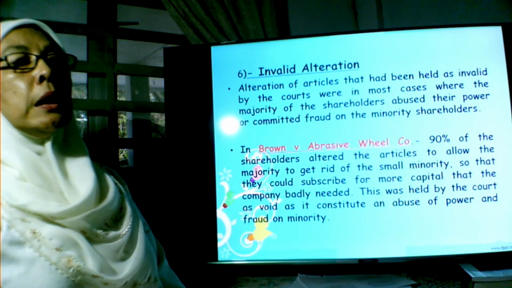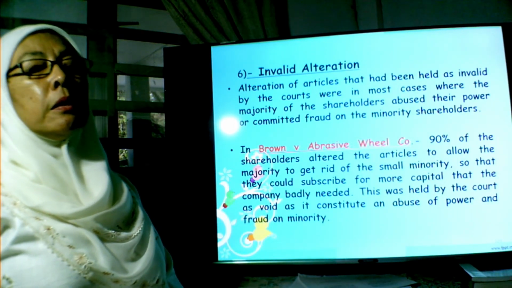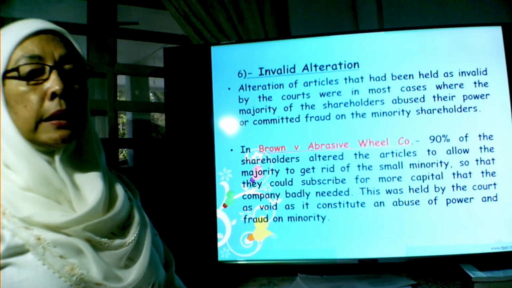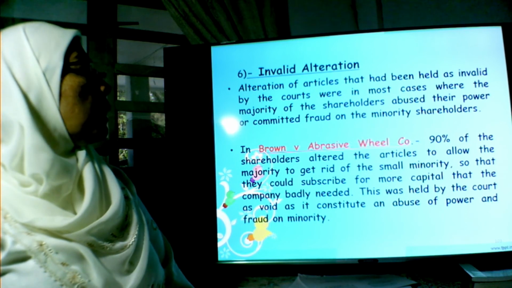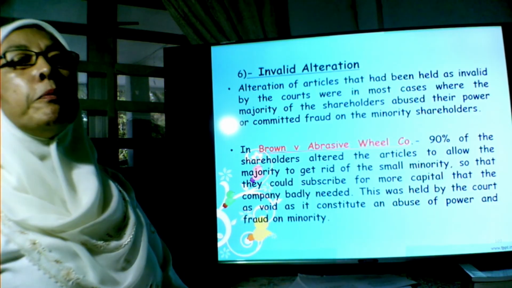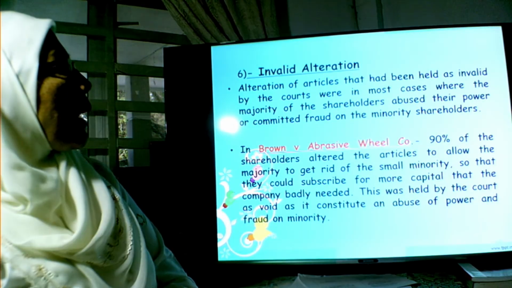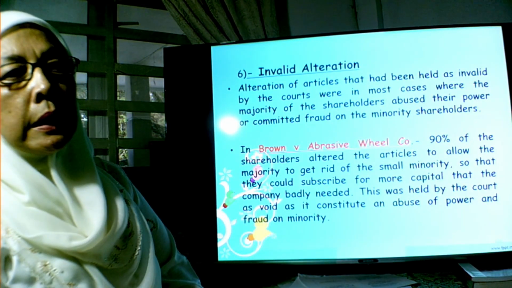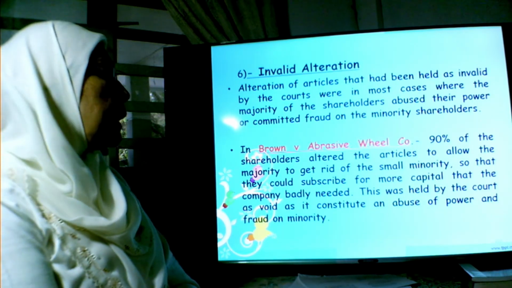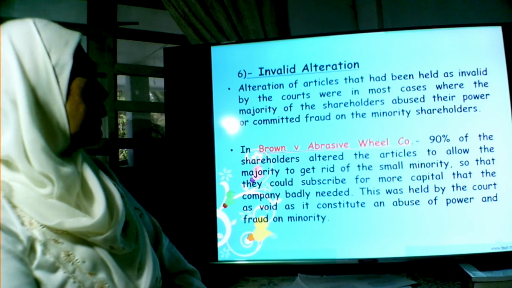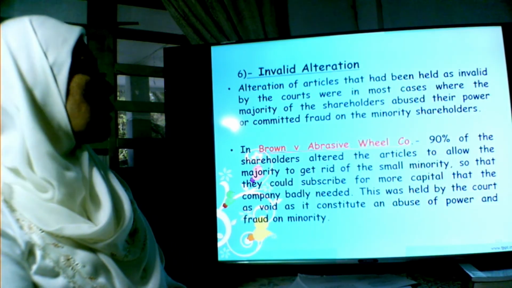Because we know that the vote is through special resolution whereby 75% vote. Meaning this is the power of the majority shareholder. So where this majority shareholder have abused their powers, court will declare this as invalid. Because actually this is a fraud actually against the minority shareholder, yang merugikan pula shareholder minority.